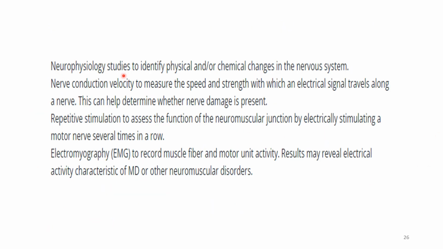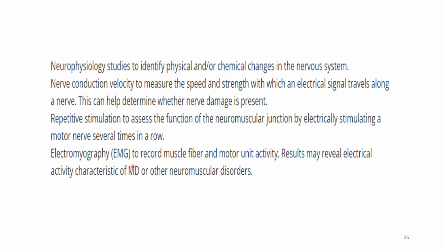And neurophysiology studies can also be done to identify physical or chemical changes in the nervous system. And nerve conduction velocity, NCV, can also be done to measure the speed and strength with which an electrical signal travels along a nerve. This can help determine whether nerve damage is present or not. And repetitive stimulation can be done to assess the function of the NMJ, neuromuscular junction, by electrically stimulating a motor nerve several times in a row.